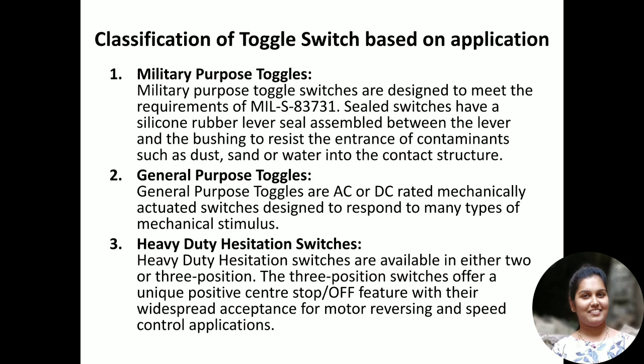Military purpose toggle switches are designed to meet the requirements of MIL-S-83731. Specified by the military, these toggle switches are specifically designed with the requirements prescribed in the MIL format. Sealed switches have a silicone rubber lever seal assembled between the lever and the bushing to resist the entrance of contaminants such as dust, sand or water into the contact structure.